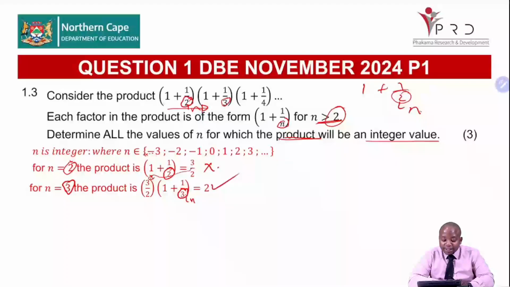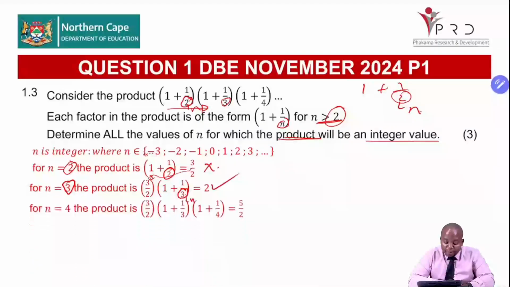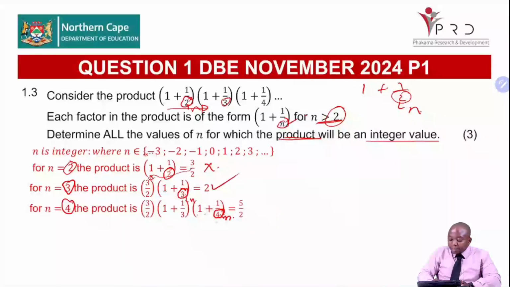So we can see that this is an integer. Then I proceed again. When n equals 4, so my n is now 4, I'm working with 1 plus 1 over 4. Remember, our n is the value where we have 1 plus 1 over n, 1 plus 1 over 4. So when n equals 4, I'm dealing with the product.